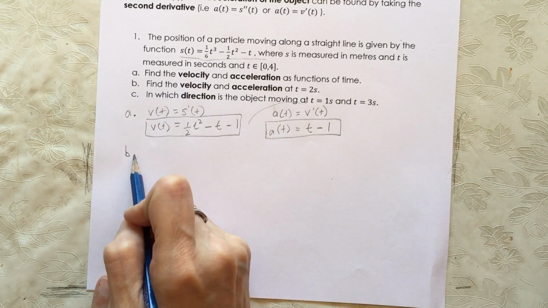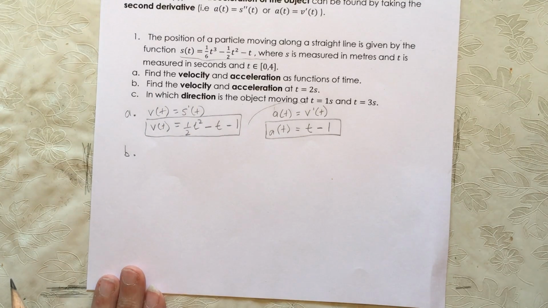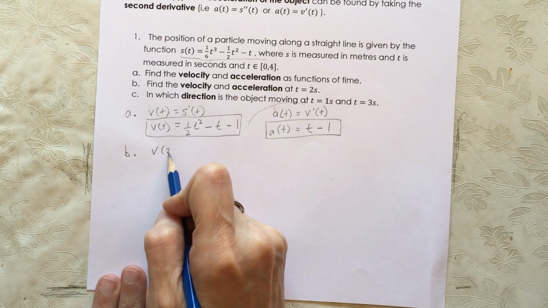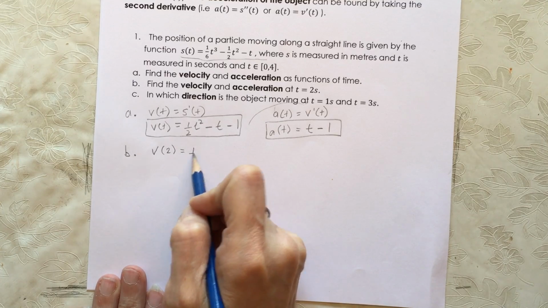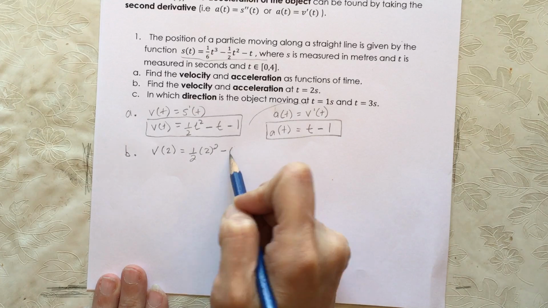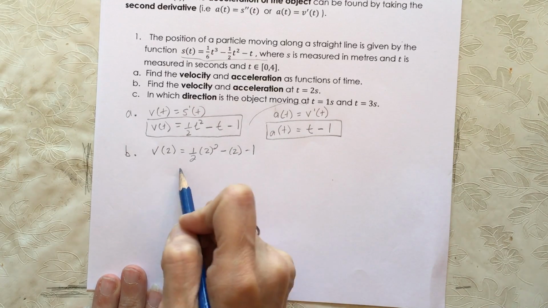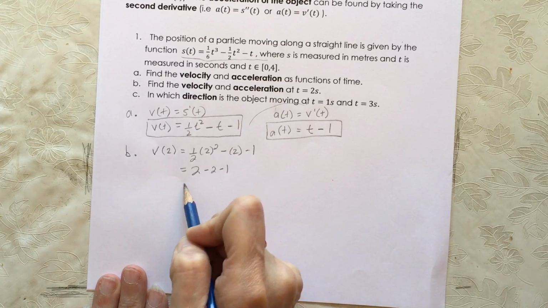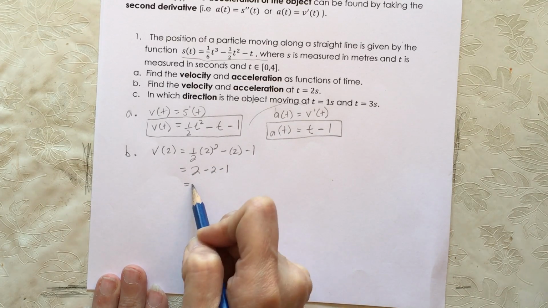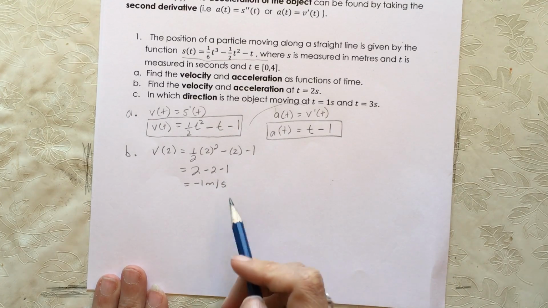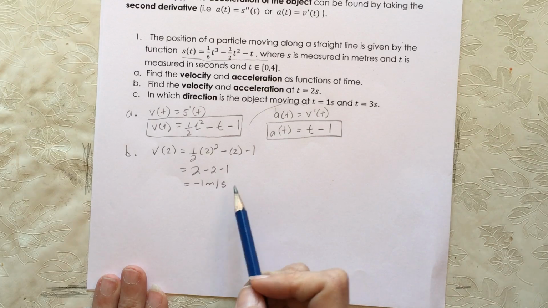So now we're moving on to B. Find the velocity and acceleration at time t equals 2 seconds. For velocity at 2 seconds, we just need to substitute 2 into the formula that we made. So that's 4 times a half is 2, minus 2, minus 1, which gives us -1 meters per second. So that's going to mean at 2 seconds we're moving back towards the origin.